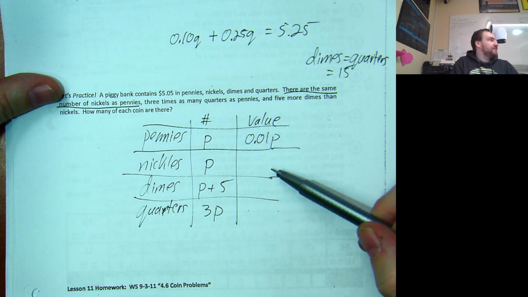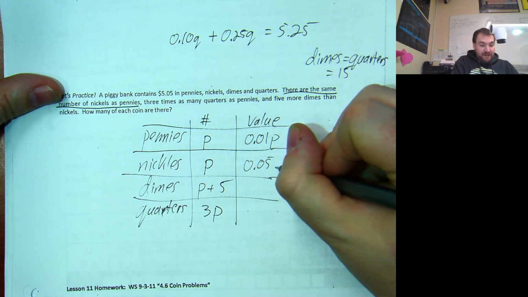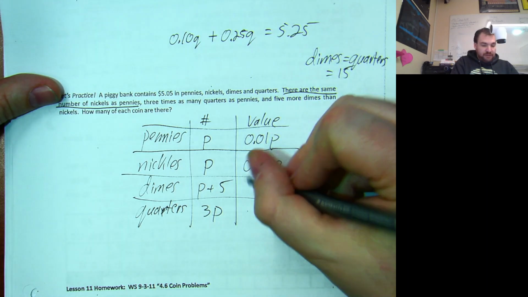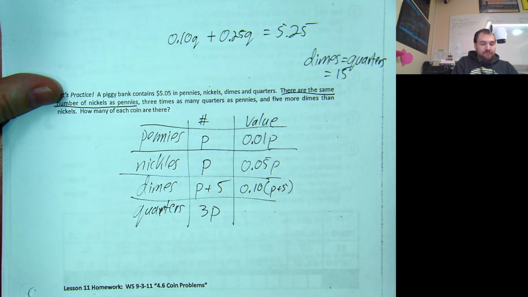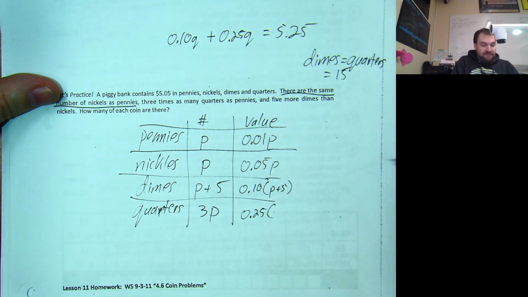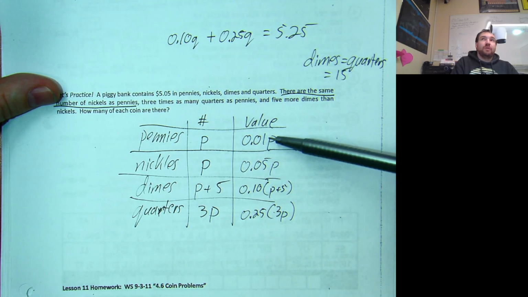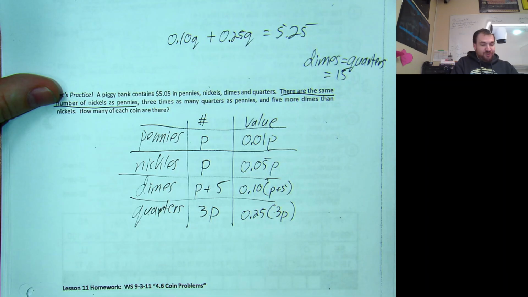What's the value of my nickels? 0.05 times the number of nickels, P. How am I going to find the value for all my dimes? 0.10 times bracket P plus 5. So then what's the value going to be for my quarters? The value of 1 quarter, 0.25 times the number of quarters, 3P. And now what am I going to do with this whole stack of value expressions? Carolyn. Add them together and equal to 5.